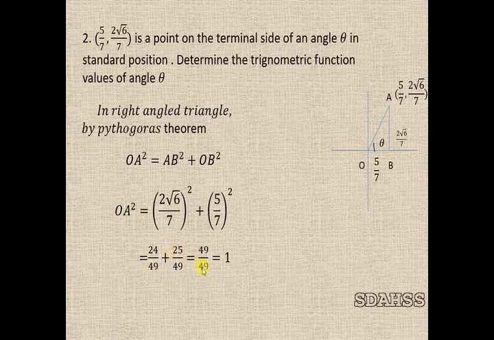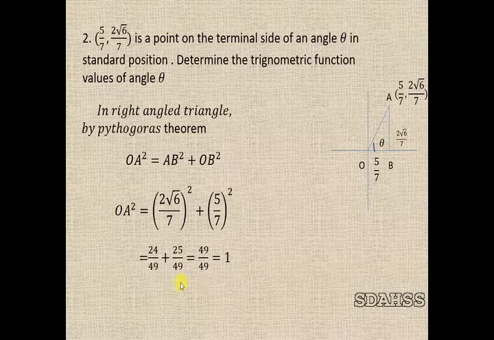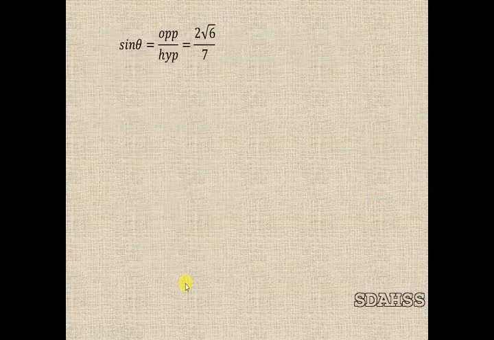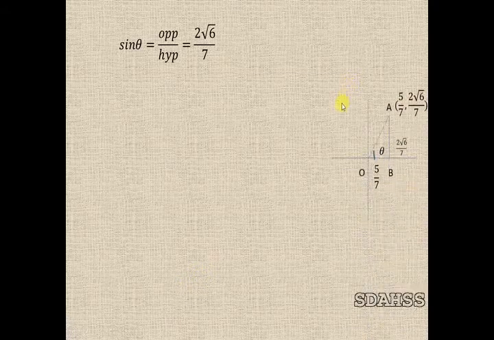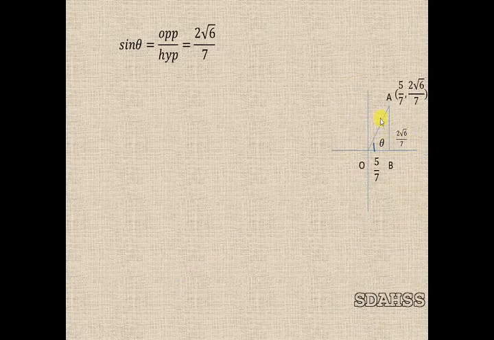Then you have 49 by 49. Cancel the numerator and denominator by 49. Then you have 1. OA square is equal to 1. Then OA is equal to 1.